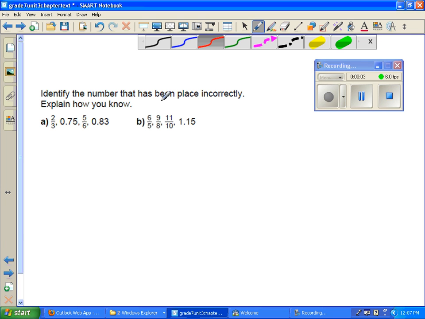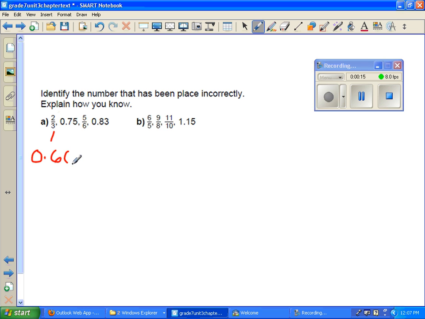Okay, identify the number you know has been placed incorrectly and explain how you know. If you're pretty good at doing your benchmarks, you'll know that 2/3 is 0.66, and that would be repeating. And then you know that's less than 0.75. You know 0.83 is more.